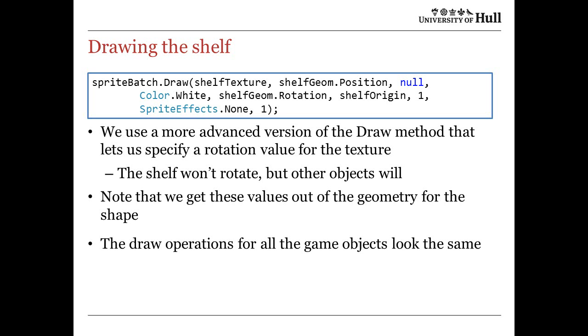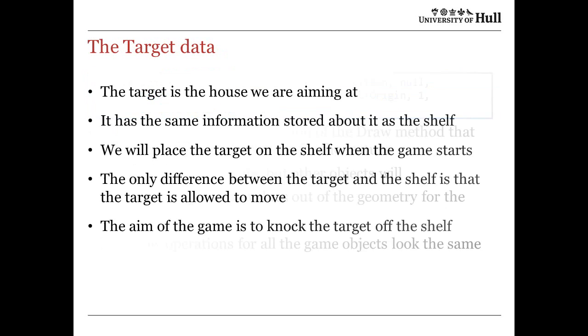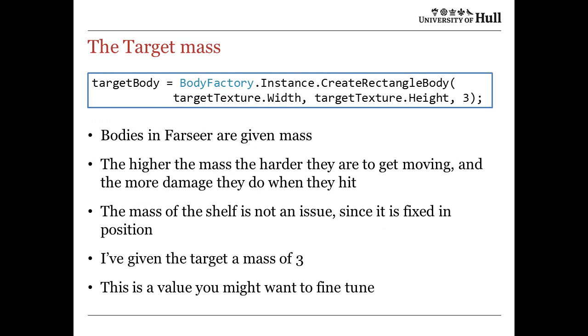So you now know how to put a shelf on the screen at a certain place and get Farseer to look after it for you, which is easy enough. And the target, that's my little house. Okay? It has the same information stored as the shelf. There's only one difference, which is that the target isn't static. It's allowed to move. So my game aim is to knock the target off the shelf. It's as simple as that.